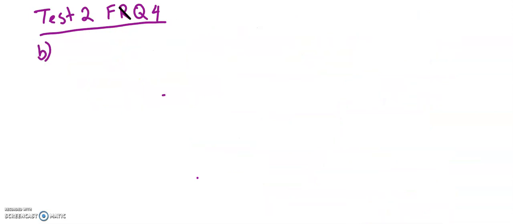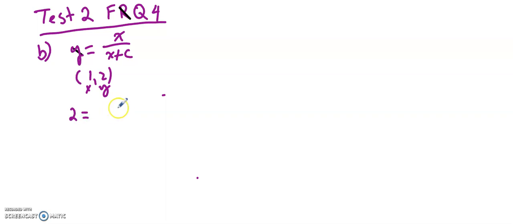Part B says write an equation of the particular solution that contains the point (1, 2) and find the value of dy/dx at (0, 0) for this solution. We've already established that the general solution to this is y equals x over x plus c. And I'm told that (1, 2) is a solution to this general solution. Therefore, I need to plug in 1 for x and 2 for y. So I would get 2 equals 1 over 1 plus c.